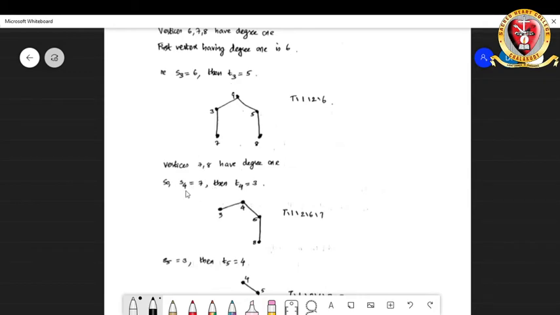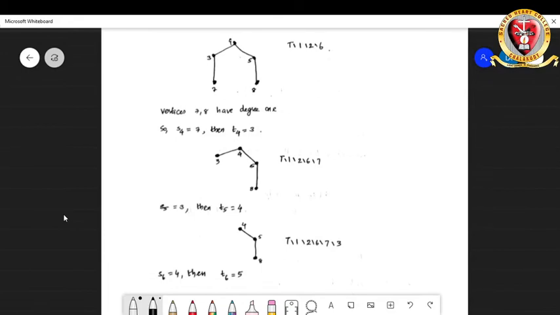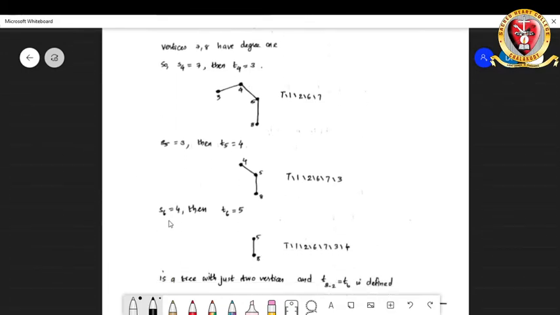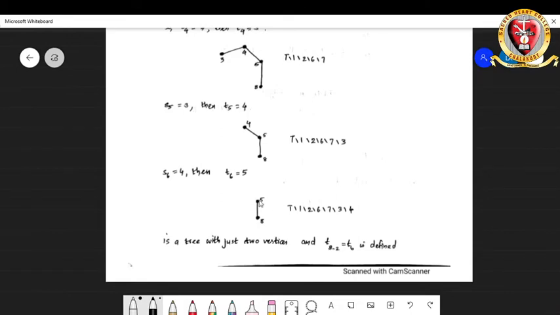Then you get S4 is equal to 7, T4 is equal to 3, S5 is equal to 3, T5 is equal to 4, S6 is equal to 4, T6 is equal to 5, and we obtain a position where we just have an edge remaining. So this is a tree with just two vertices, that is where we stop.